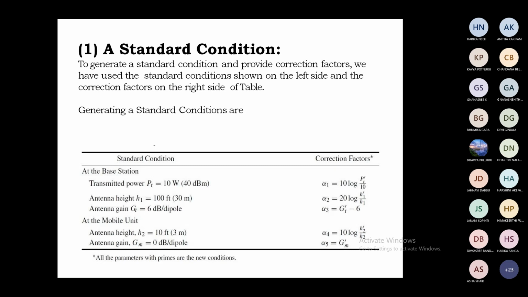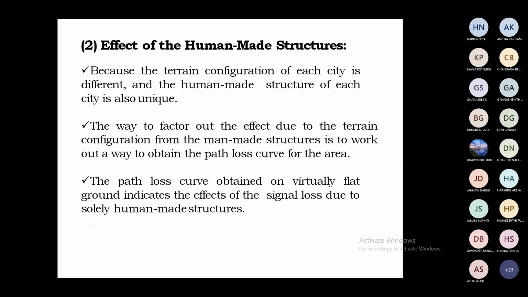That is, these are the standard conditions on the left side, and on the right side are the correction factors, either increasing or decreasing, depending upon the geographical area. This is about the standard condition with the correction factors.